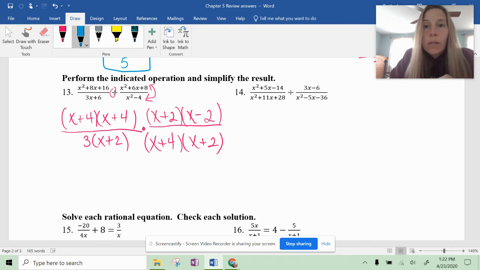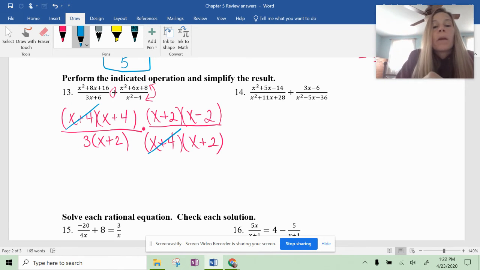Now I want to do my canceling. So I have an x plus 4 on the bottom, and I get to cancel one of my x plus 4s on the top. Only one of them. Doesn't matter which one, but you only get to do one. Same process for the x plus 2s. I've got two x plus 2s in my denominator, but only one on the top, so you can only cancel one with one. So everything else is still remaining.